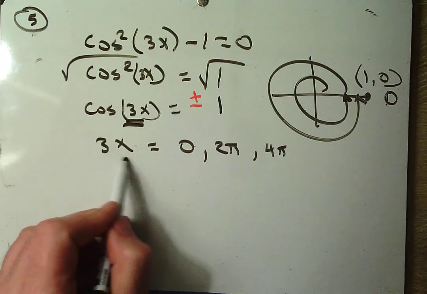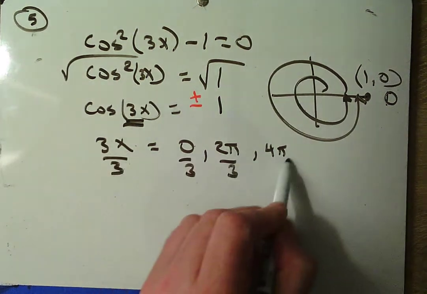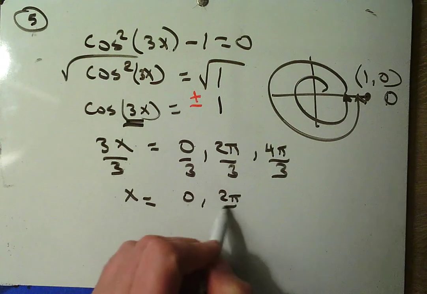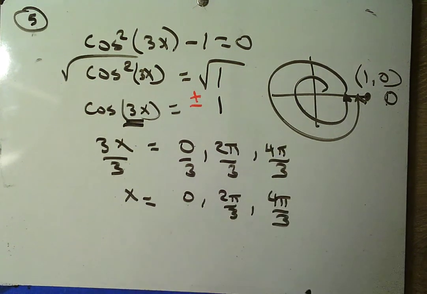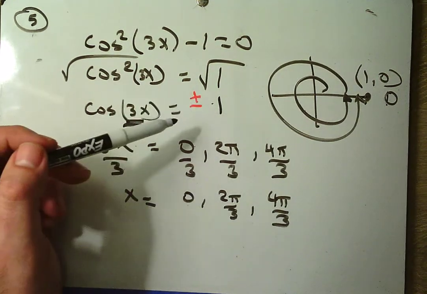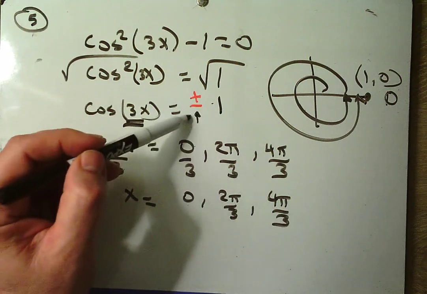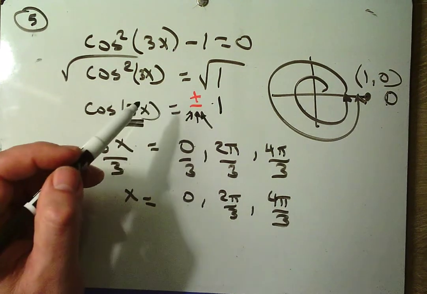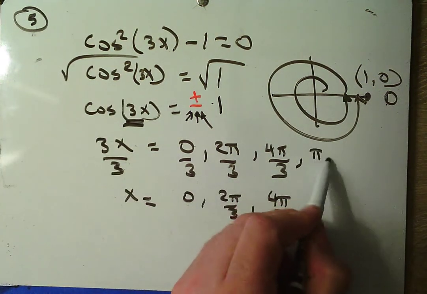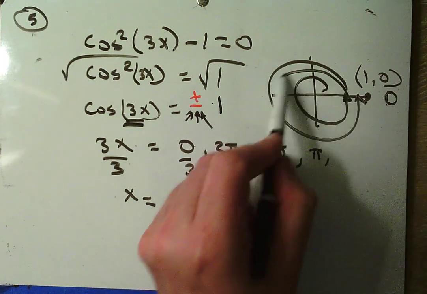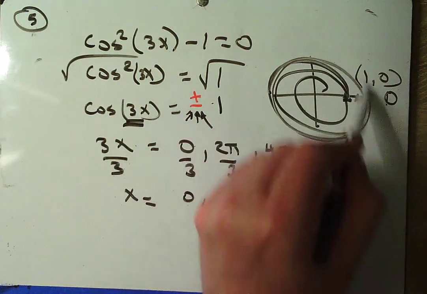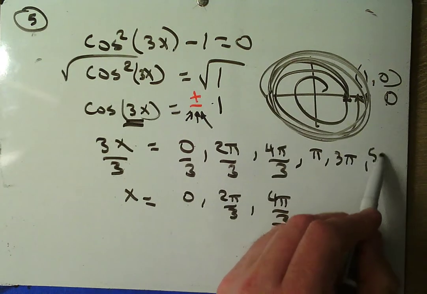So we went around 3 times picking up solutions. That's what 3x is equal to. Now we have to divide each of those solutions by 3. And we get x equals 0, 2 pi over 3, and 4 pi over 3. Oh, but wait a minute. That was only when is cosine 3x equal to positive 1. I also need when is cosine 3x equal to negative 1. Well, we know that cosine is equal to negative 1 at pi, and I go around once, so pi, and then I go around once more, and I get 3 pi, and then I go around a third time, and I end up at 5 pi.